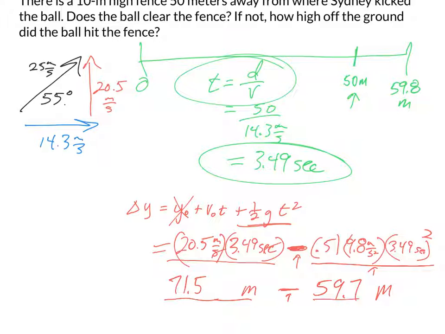So I'm going to go 71.5 minus answer. It's already sitting in my calculator. And I get a change of y, or a height, of 11.8 meters. Woo woo. So it will go over the wall. The wall is only 10 meters high. Bye-bye.